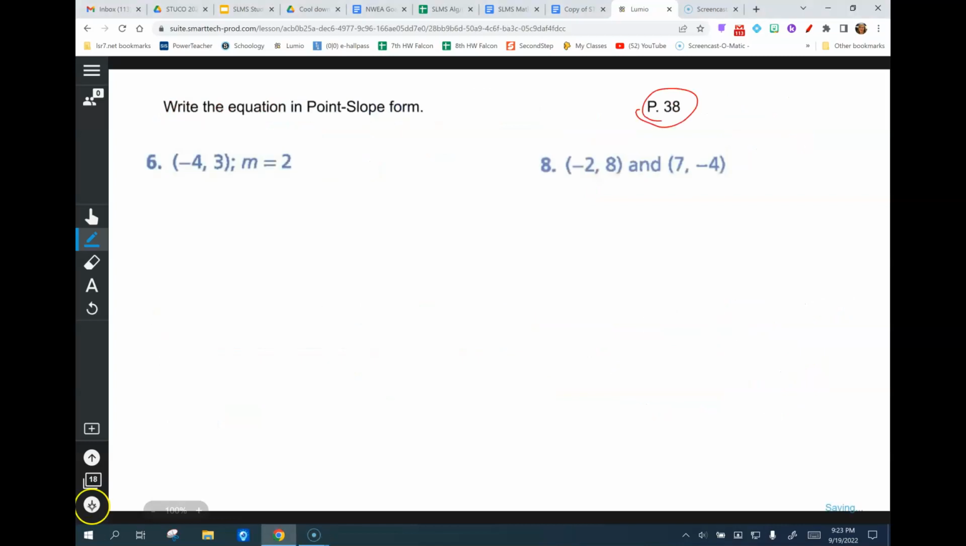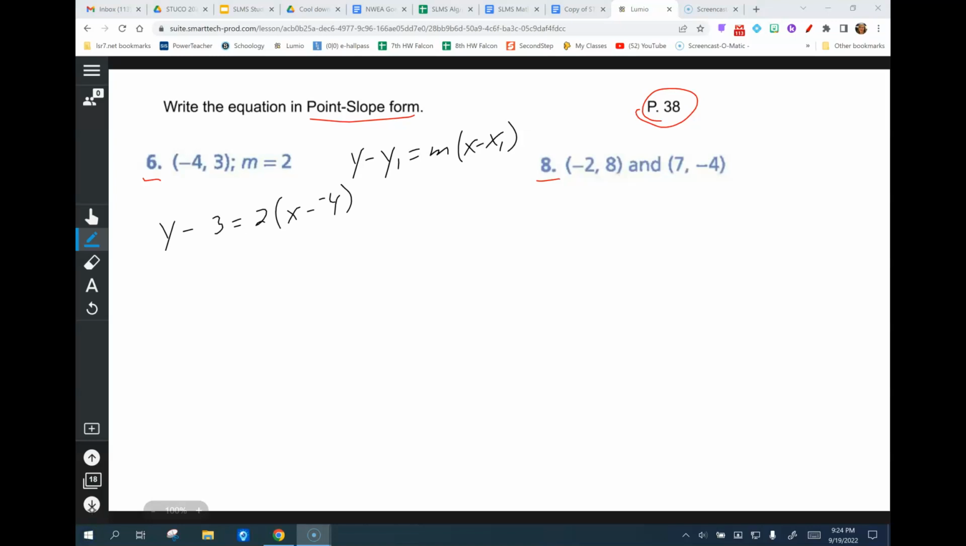So we're still on page 38. We're looking at number 6 and number 8. We're going to write the equation in point slope form. So write down point slope form, plug it in for both of these. Go. So we wrote down point slope form. Number 6, plug it in, okay? And then you're done once you have it in point slope form.